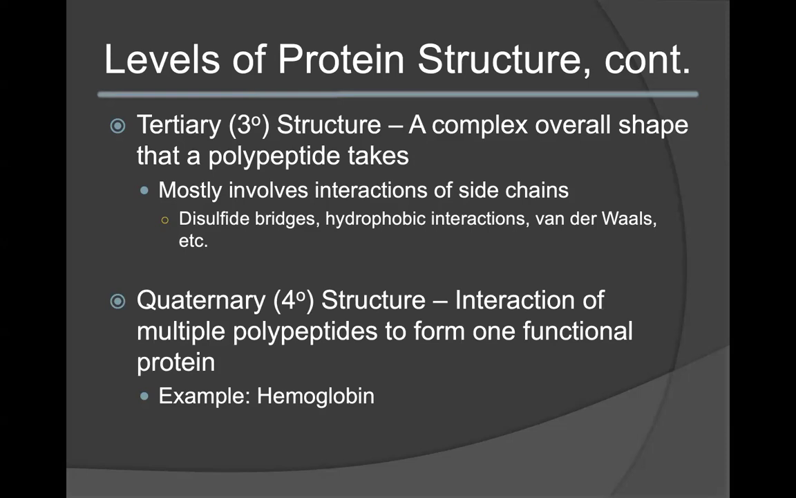And finally, the quaternary structure involves the interaction of multiple polypeptide chains to form one functional protein unit. This means that sometimes a protein will completely be able to take its shape and function at the tertiary structure. However, there are some proteins that are more complex, and if they involve multiple polypeptide chains, then a quaternary structure would need to be formed.